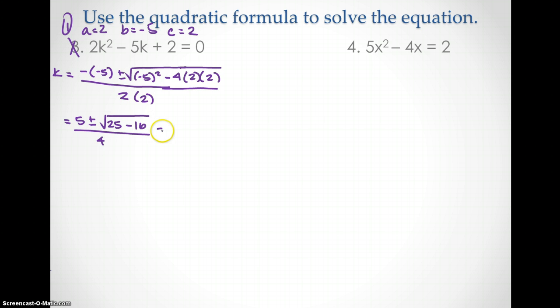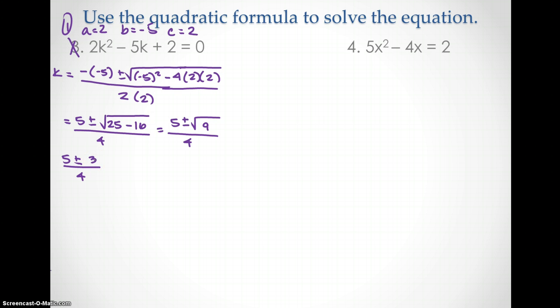Let's simplify. So I have 5 plus or minus the square root. 25 minus 16 is 9, all over 4. Now, we can still simplify. The square root of 9 is 3 over 4. So all I did from here to here was said that the square root of 9 is 3.